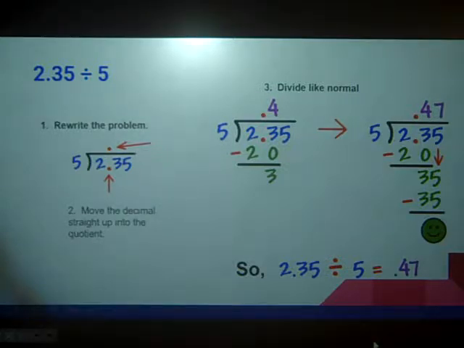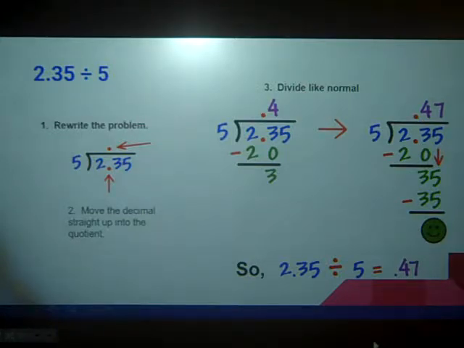If I look at those 3 easy steps, what do you notice between division of decimals and division of whole numbers? Yes, ma'am? It looks the same. It looks exactly the same, doesn't it? Look at this picture. 5 does not go into 2, but 5 goes into 23 4 times. 5 times 4 is 20. Subtract 23 minus 20 gives me 3. Bring down the 5. Start all over. 5 goes into 35 7 times. Doesn't that sound familiar?